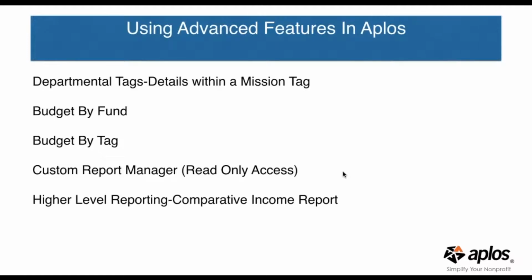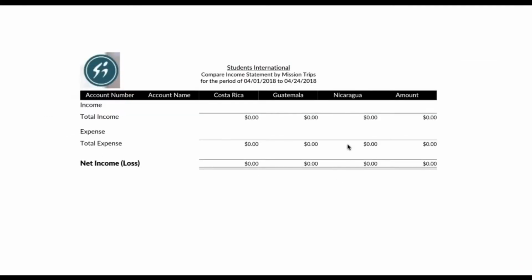Again, the comparative income report is a real high level feature. If you have Advanced, you could do something like this where you can actually look side by side at each project and the income and expenses. And again, you could break this down into much more detail. I'm doing this for the sake of the demo for today.